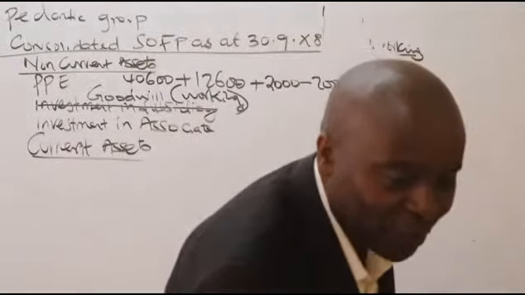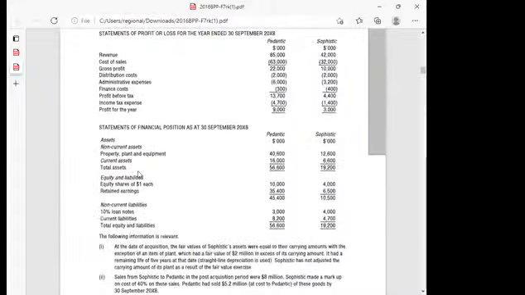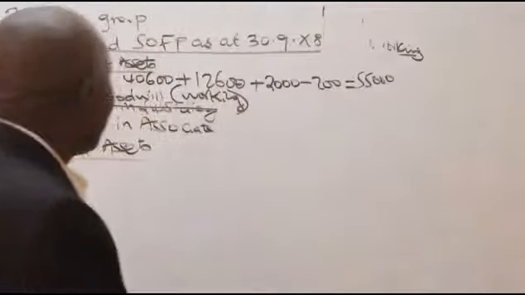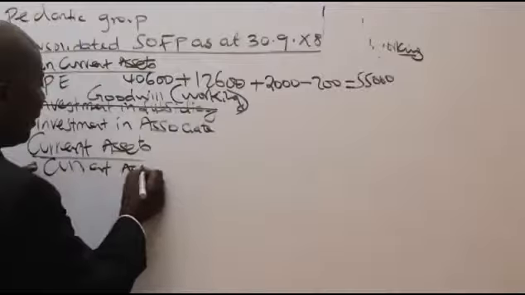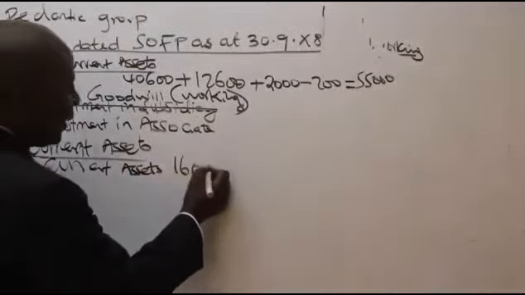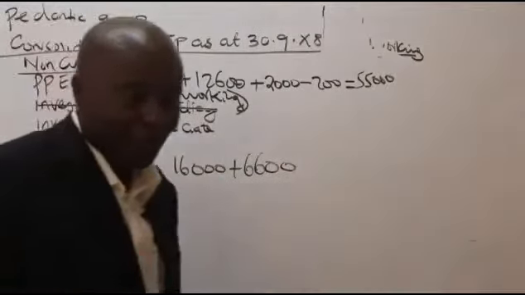So we continue with current assets. We have the book here, ladies and gentlemen, and each one of you needs this book. I'll send it to our paid groups immediately after this. Our current assets are here. This guy has done something very nice. I can see 16,000 and 6,600. I'll simply combine them, put them together. So we have 16,000 plus 6,600.